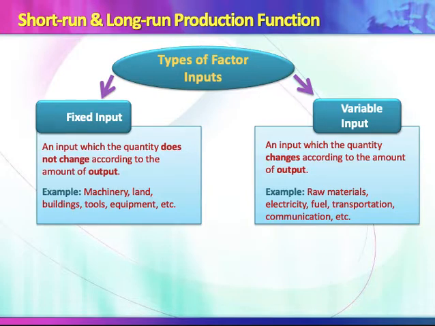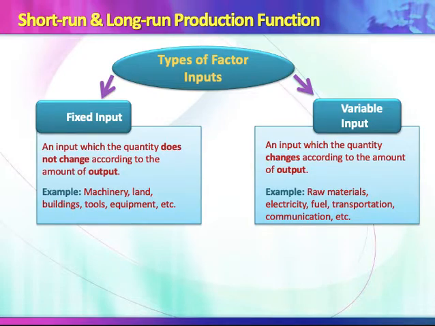For variable input, variable means boleh berubah. The quantity of the input varies according to the amount of output. For example, if you want to increase your production of burgers from 10 units to 1,000 units, you have to add bread and burger patty. Also, electricity bills, transportation, and communication will increase. So the quantity of input varies according to the amount of output.